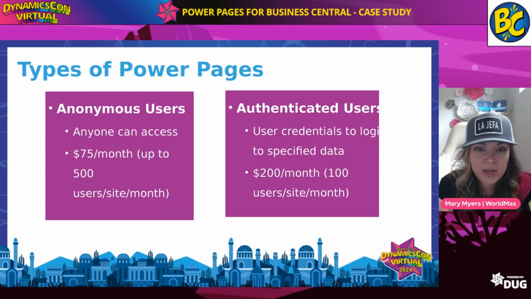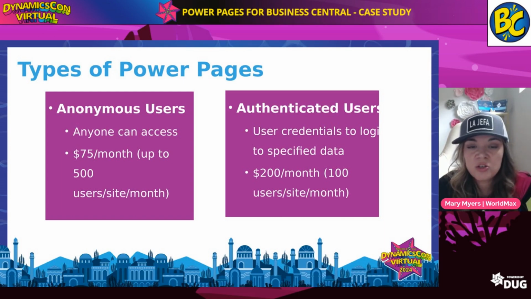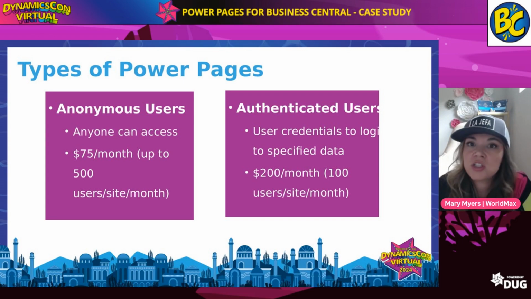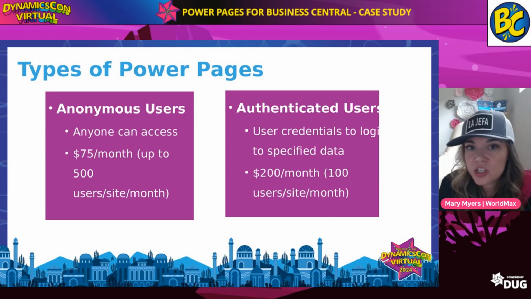The other type of user that we see needed more with Business Central is going to be our authenticated users. Those are the people that have to have actual credentials to log in. And then we filter the records that they can see to the credentials that they've shared. So that is what an authenticated user is. And that license is going to cost you $200 a month for 100 authenticated access points.